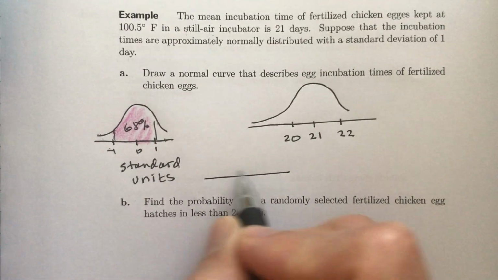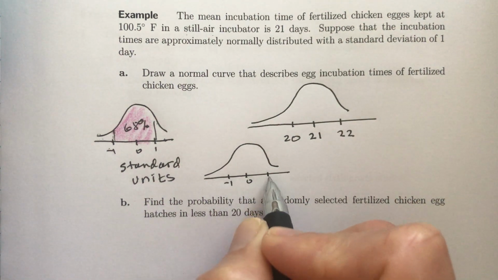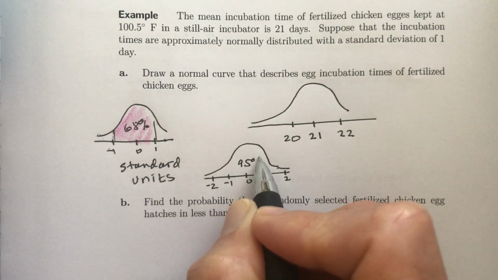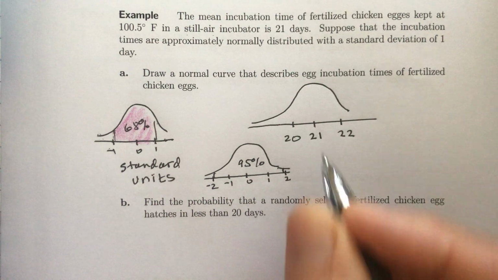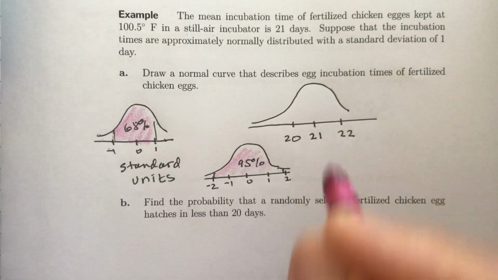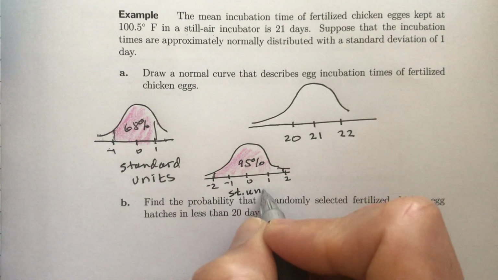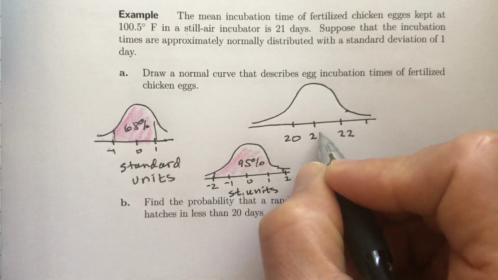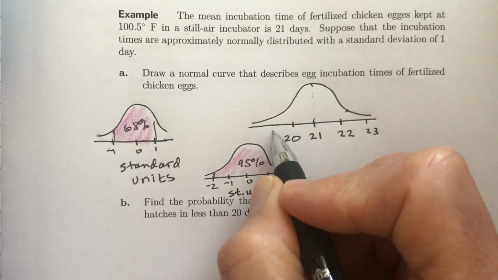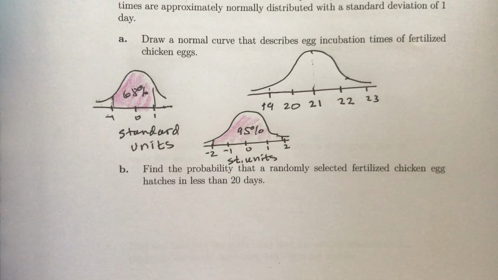Here's one picture of the standard units, and we've talked about the empirical rule. If I look at 2 standard units, that's 95% of the population. So almost all the eggs. Well, no, there's still 5% left. But a lot of the eggs, 95%, are going to be within 2 standard deviations. Since we're just adding 1 each time, that would take us up to 23. So we could see between 19 and 23 is 95% of the population.